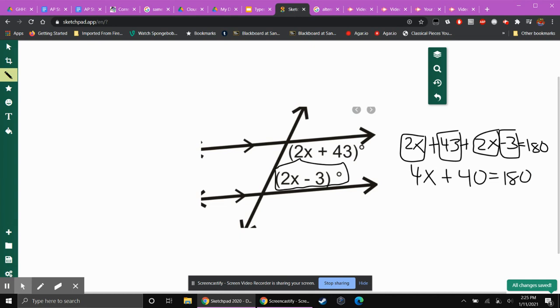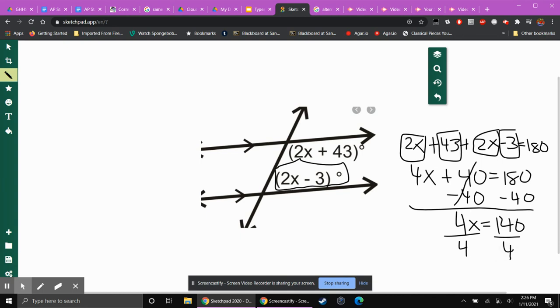We want to get rid of this plus 40, so we do the opposite, minus 40. And what we do to one side, we do to the other. Right? 40 minus 40 is 0, so that cancels out. 180 minus 40 is equal to 140. And now our last part to figuring out x, we want to divide both sides by 4. And x is equal to 35.